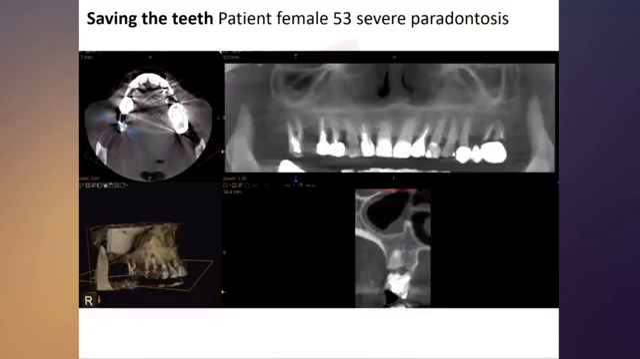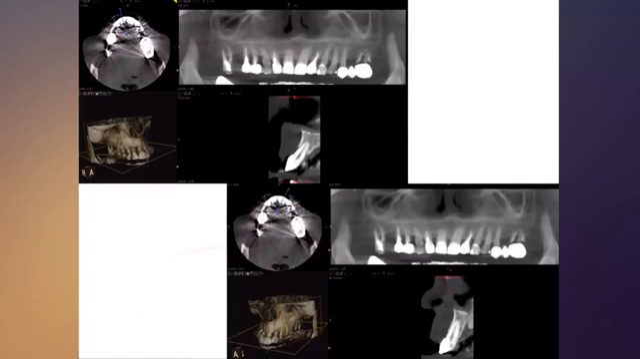Another one, all on 8. All implants were removed.